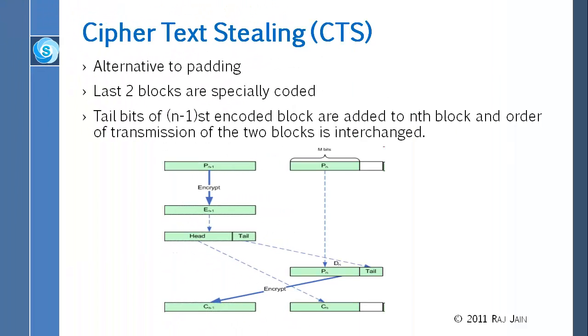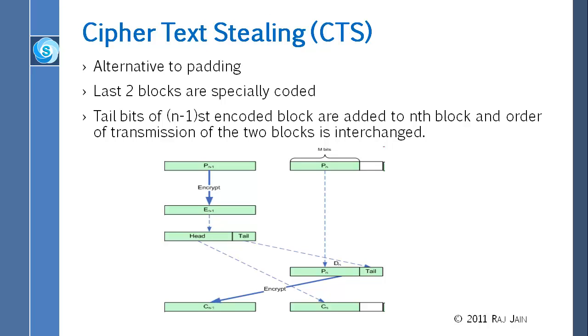Another alternative method to padding is what they call Ciphertext Stealing, CTS. What you do is you take the n minus first block, and the nth block is incomplete, right? So you take the n minus first block, you encrypt it, and the tail of it you give to the last block, and then you encrypt it and send it first. And you take the n minus first block and its remaining head you send later.